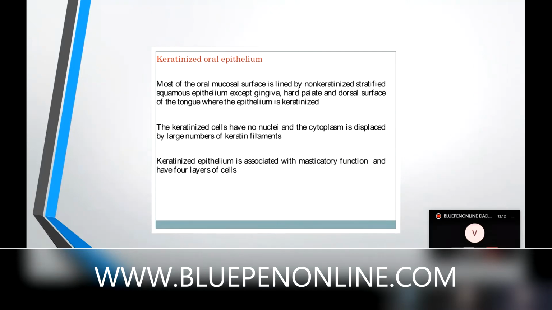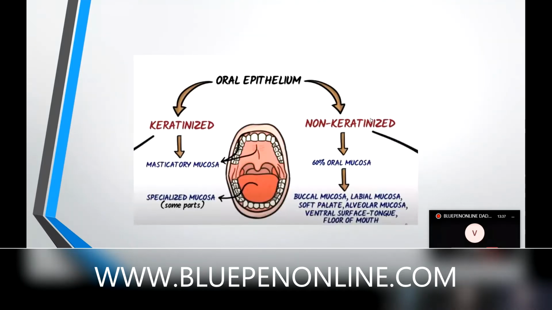The keratinized cells have no nuclei and the cytoplasm is displaced by a large number of keratin filaments. Keratinized epithelium is associated with masticatory function and has 4 layers of cells. See, wherever mastication is involved, keratinized epithelium is present. That is how it makes the epithelium harder for mastication.